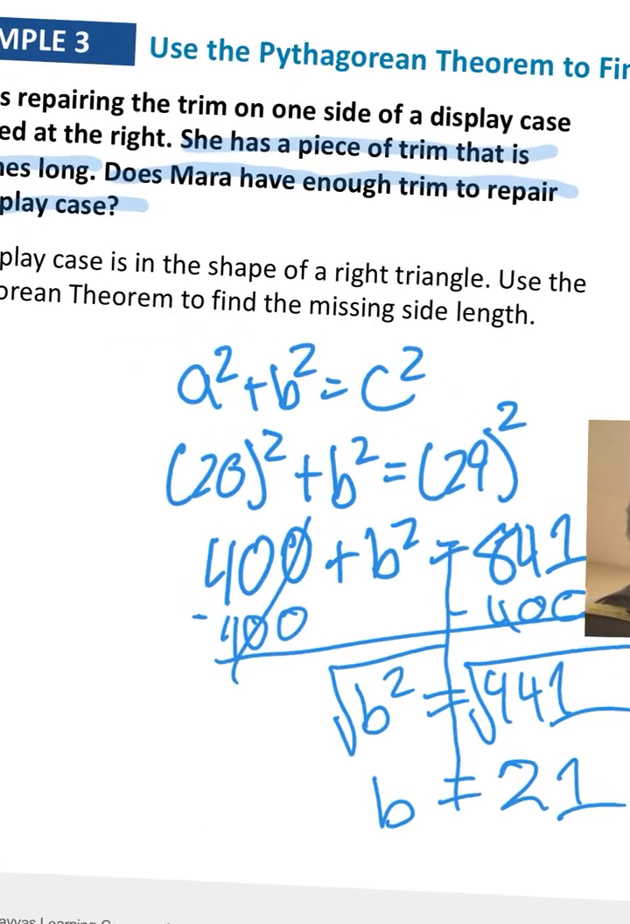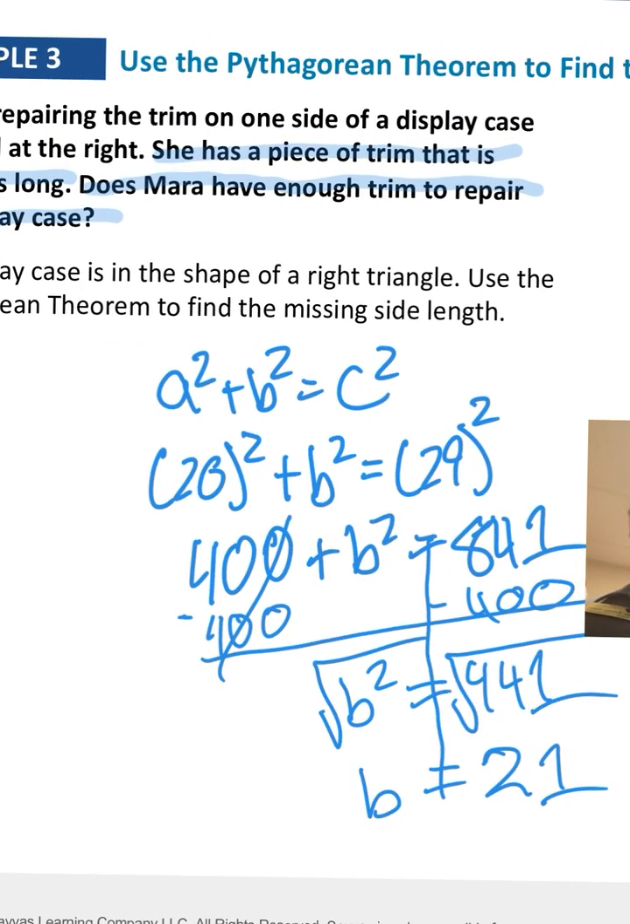Okay? Now, we know that b is equal to 21, but we also know that Maria only had 20 inches. So the question is, does she have enough trim? What do you think, Addie? That's right. The answer is no, right? She is 1 inch short.